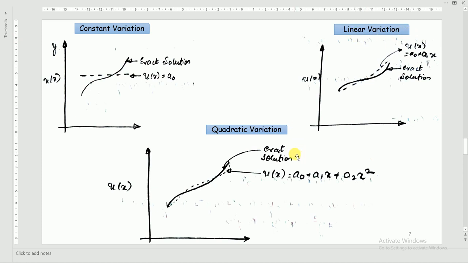Then again, if you increase the order of the polynomial, see the closeness. As you go on increasing the order of the polynomial, your solution will be closer to your exact solution. This has been represented here with respect to constant variation, linear variation, and quadratic variation. You can just take down these graphs. This is how your solution will be closer. It is not exact. Even if you go on increasing it, it will be close, but not exact. That's why the solutions obtained by the FEA approach are called approximate solutions, not exact solutions.